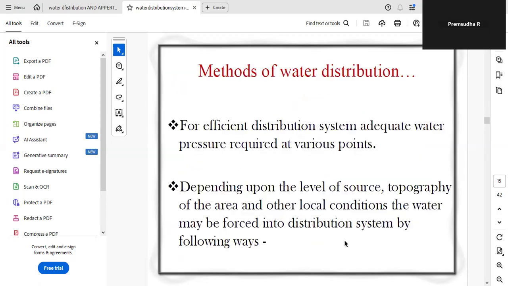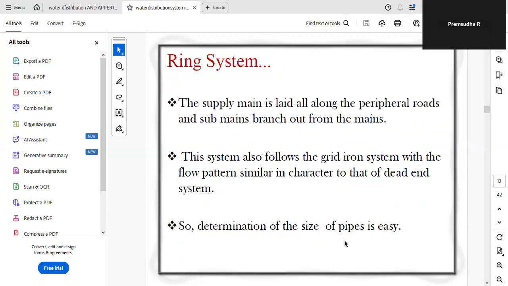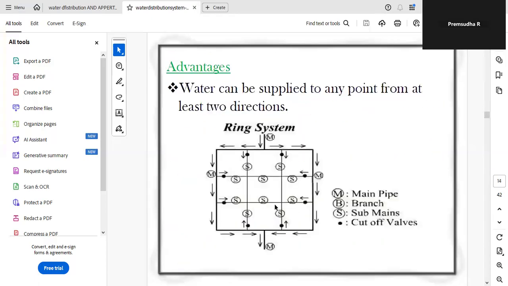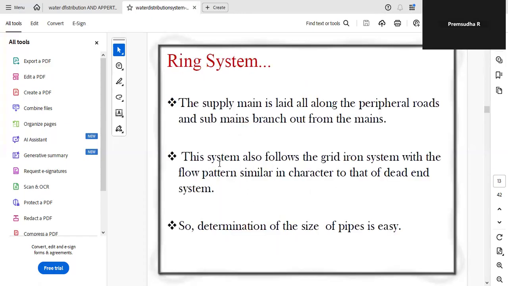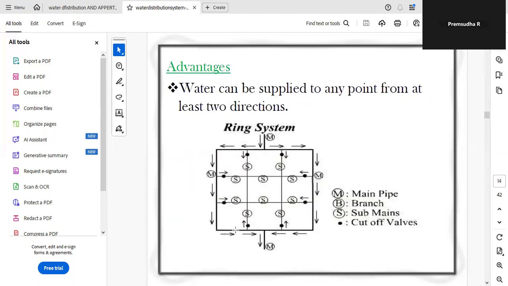And the last system is the ring system. You can see the supply main is laid along the peripheral roads and supply is from the mains. This is the ring system. This system also follows the grid iron system, with a flow method similar in character to that of the grid iron system. The determination of the size of pipe is easy. Water can be supplied to any point from at least two directions.